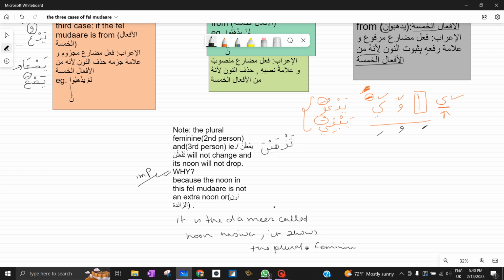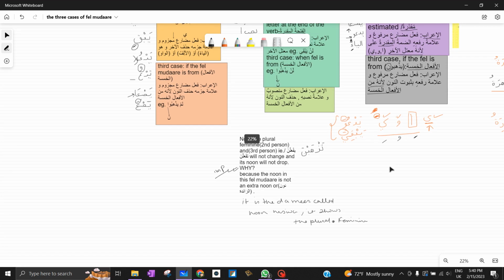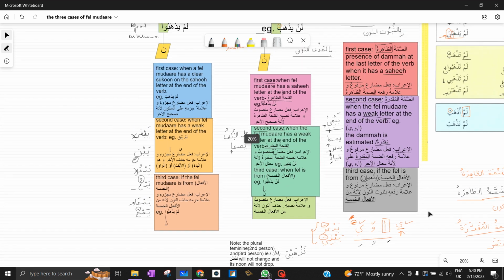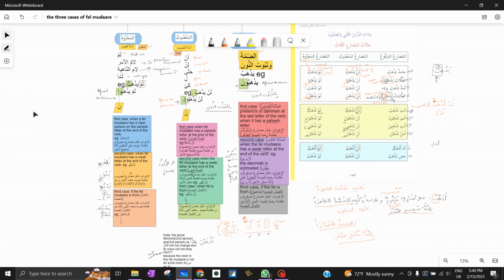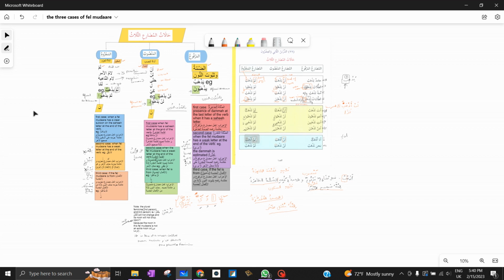So I have covered all the important points of this lesson, and all the i'rab that was important in this lesson. These are the three cases of fail mudaare. As you can see here, I can make it smaller. This is all the three cases, and this lesson 22 comprised of only one page, so I just attached this document here in my whiteboard. But these are all the details, i'rab, and all the three cases and three types of i'rab for marfu, mansoob, and majzoom. I hope I have made myself clear.